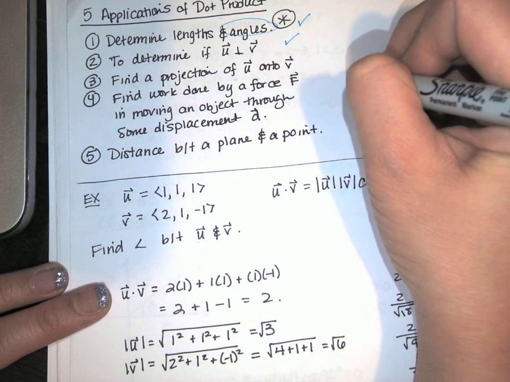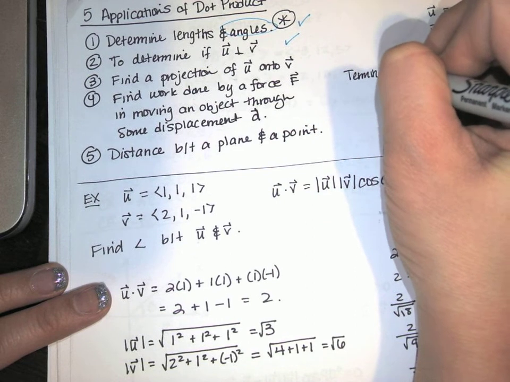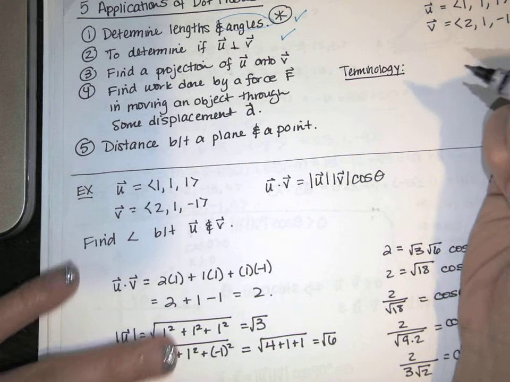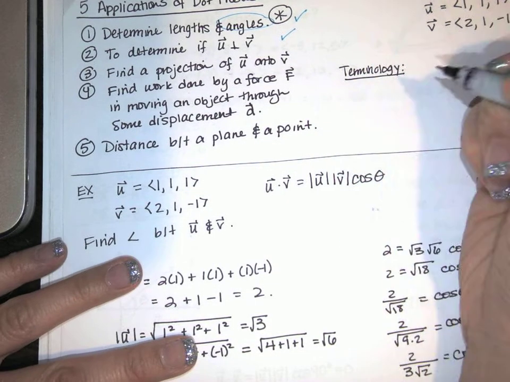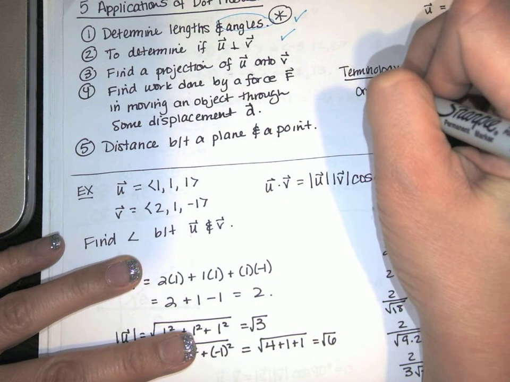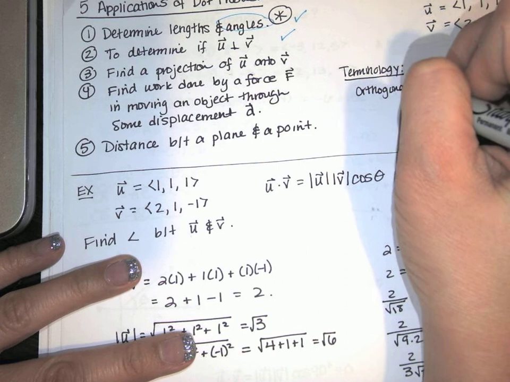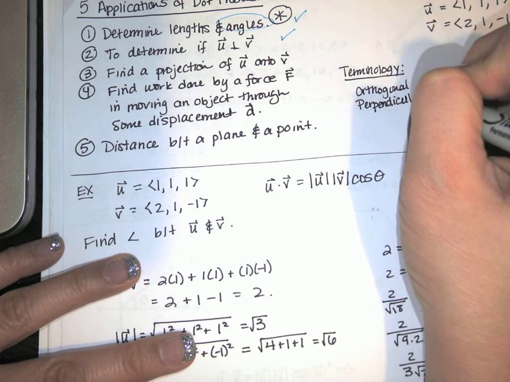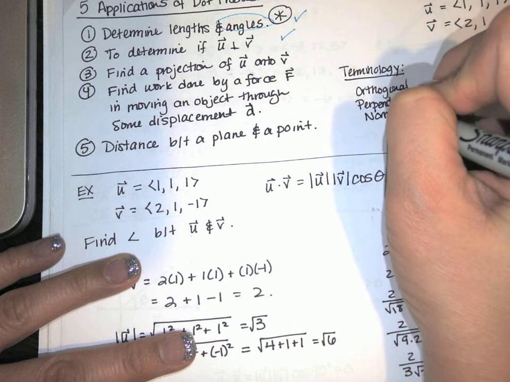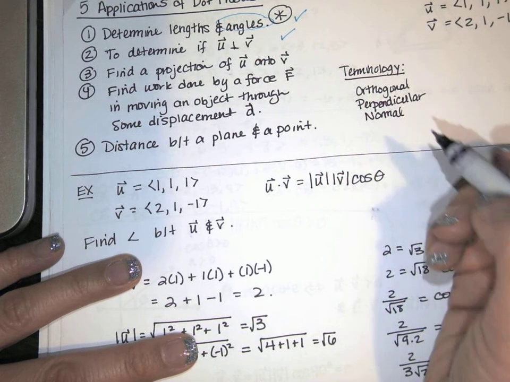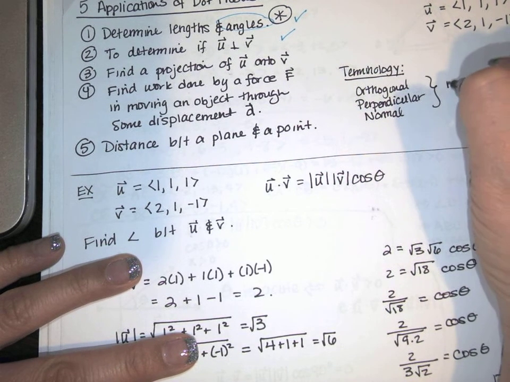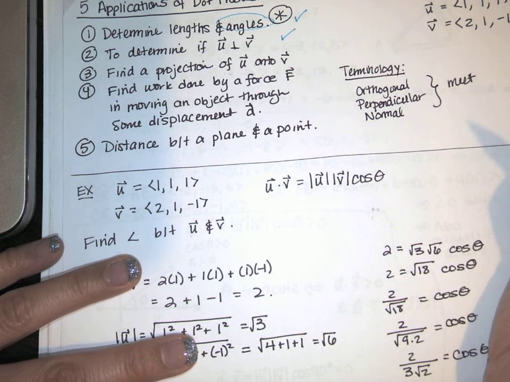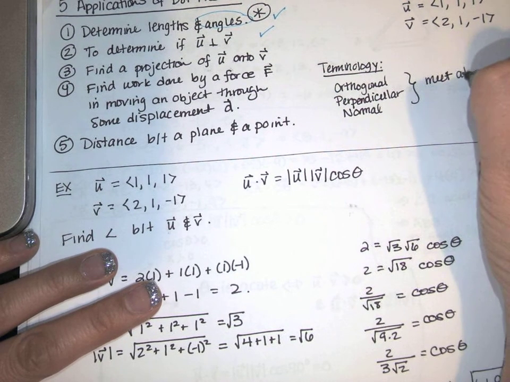Just one note about terminology. You might say, Miss Townsend, you're using the word orthogonal and perpendicular sort of interchangeably, and I am. Orthogonal, perpendicular, and normal all basically mean the same thing, but we tend to use the words in different contexts. If two objects are orthogonal, perpendicular, or normal to each other, it means that they meet at right angles.